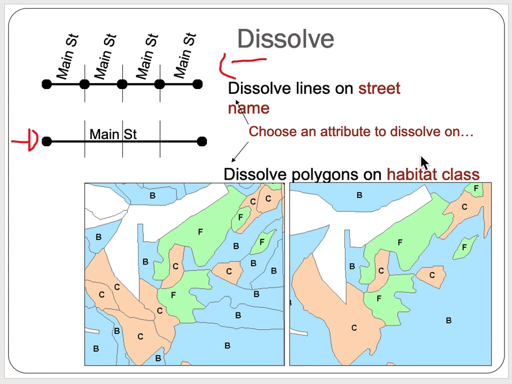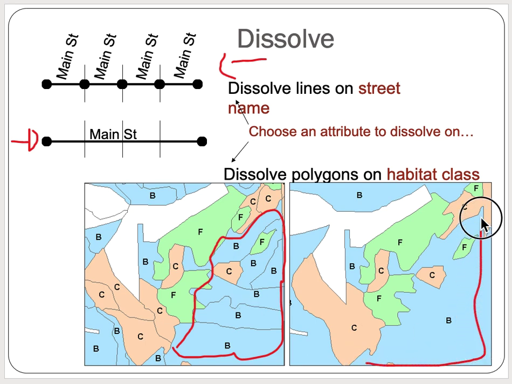And you could also dissolve polygons on habitat class. So with this example here, we could see specifically the blue color-coded polygons. Habitat class B, there are about 6. And then when you use the dissolve geoprocessing tool, we just have a single B polygon. So it aggregated the B habitat class.